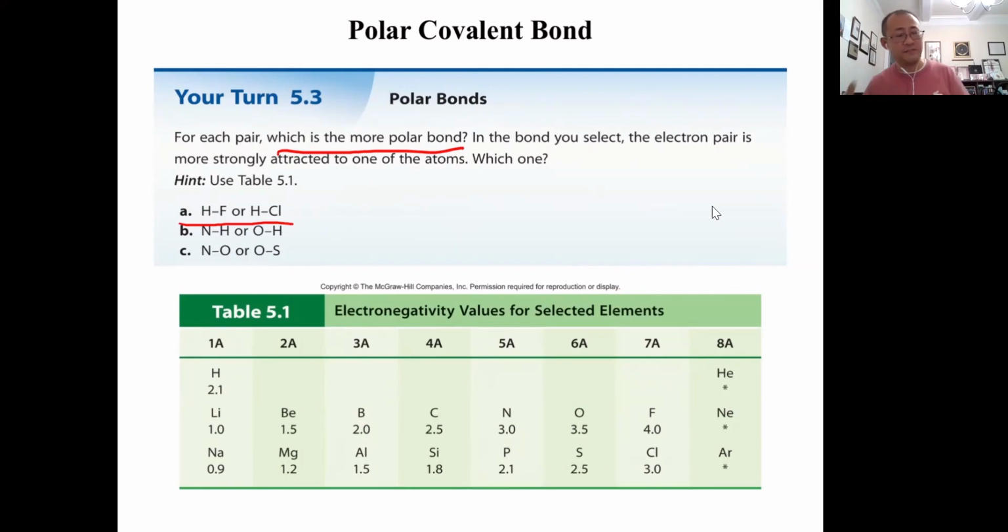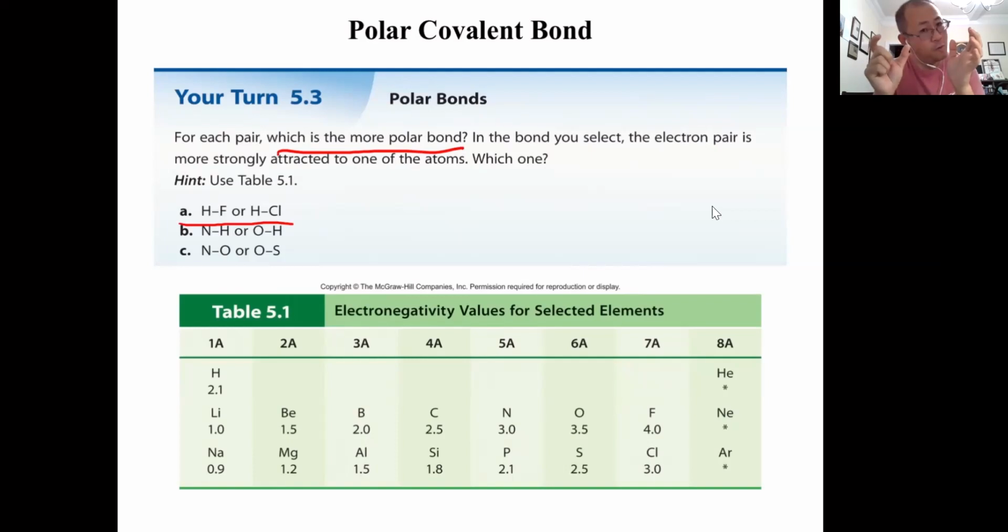For C, I believe you need to plug in numbers to calculate which one has the greater difference, between N and O, and O and S. You can do the simple math. I gave you the chart down there to do that simple difference and see which bond is more polar: the NO bond or the OS bond. Now, we're talking about a bond, a bond between two atoms.